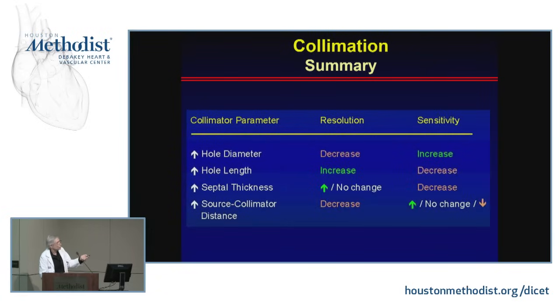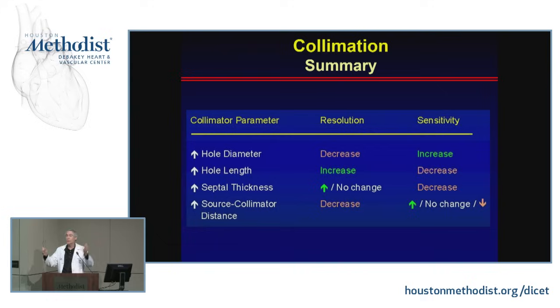So here's a nice little summary of this. If you increase hole diameter, okay, you're going to decrease resolution, but you're going to increase sensitivity. If you increase hole length, you're going to increase resolution, but you're going to decrease sensitivity, okay? So there's always a trade-off in terms of what kind of collimators you use, to improve spatial resolution, but by the same token, not have to image someone all day long to get a picture.